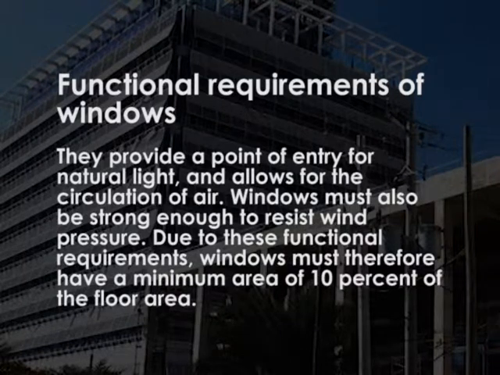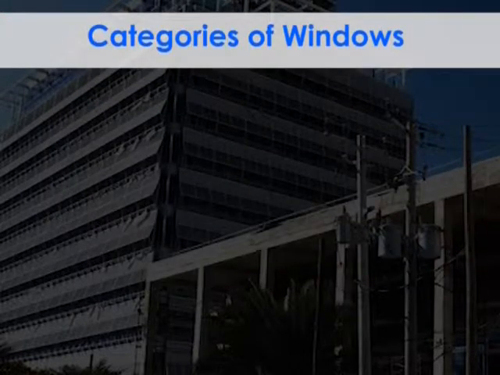They provide a point of entry for natural light and allow for the circulation of air. Windows must also be strong enough to resist wind pressure. Due to these functional requirements, windows must therefore have a minimum area of 10% of the floor area. Types of windows. Windows are divided into the following categories.